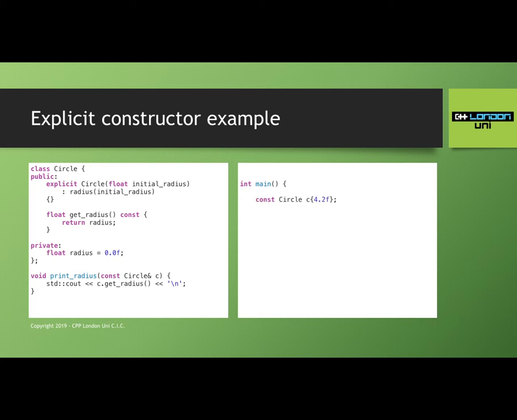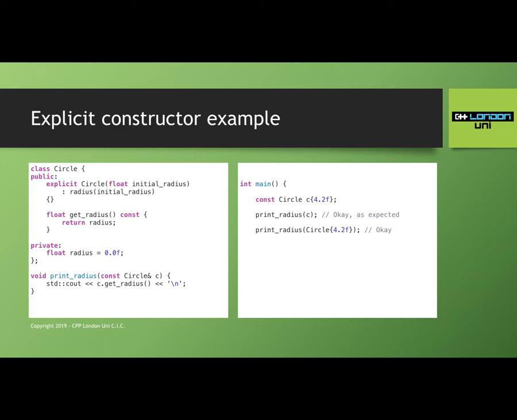So if we now look at our calls to these functions again, well, calling print radius with a circle that we've already constructed, this is going to work just as it did before. This is still going to work. This is all good because there's no conversion involved here. We have a circle, print radius expects a circle, there's no conversion, there's no need to call any constructors. This is going to work just as expected, just as we want.